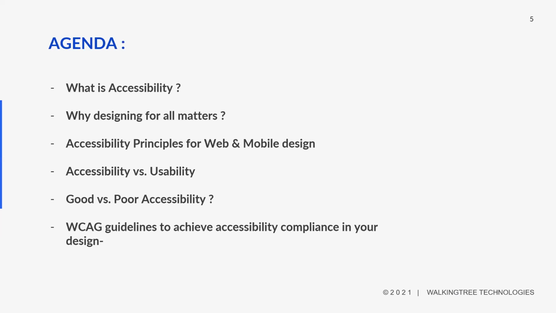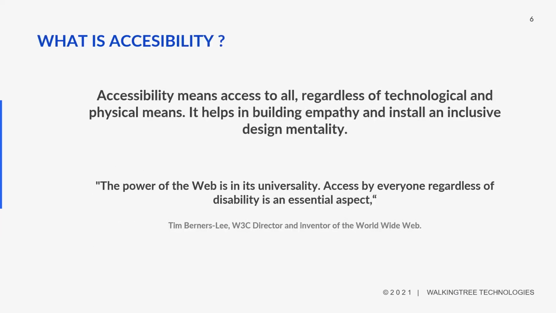Okay. So coming back, the first question that comes into our mind when it comes to accessibility is, what does it actually mean? What is accessibility about? It's very simple, and it basically means having a design that is built for all. That means we are giving access to all for our designs, regardless of the technological or the physical means.